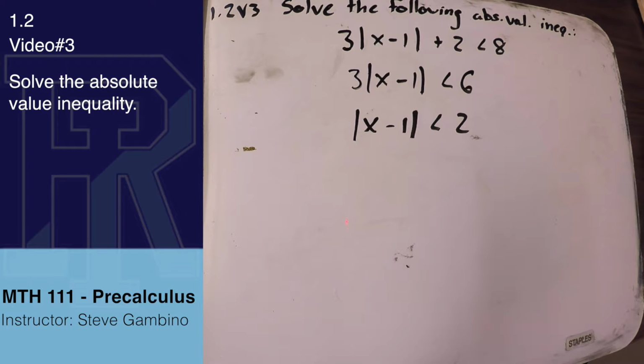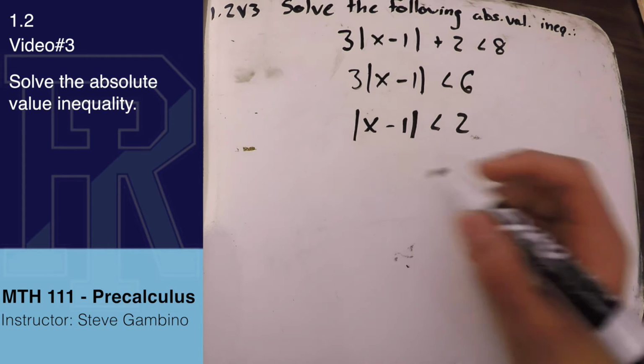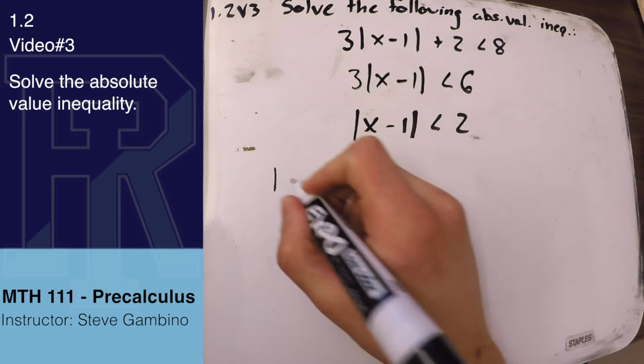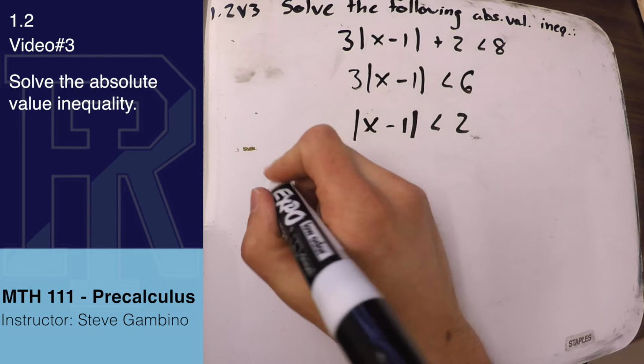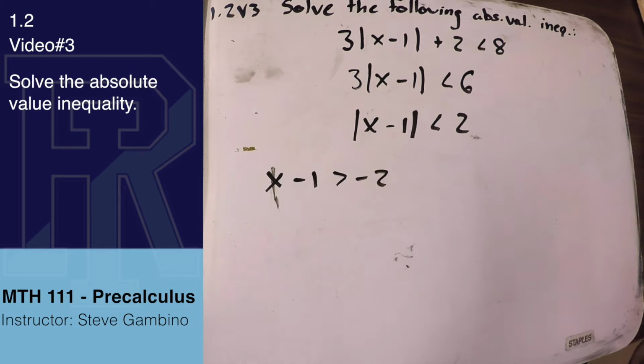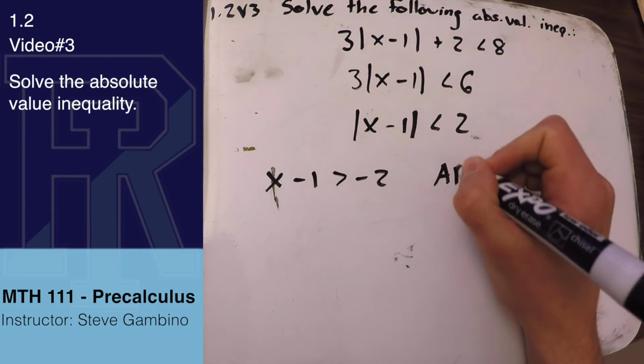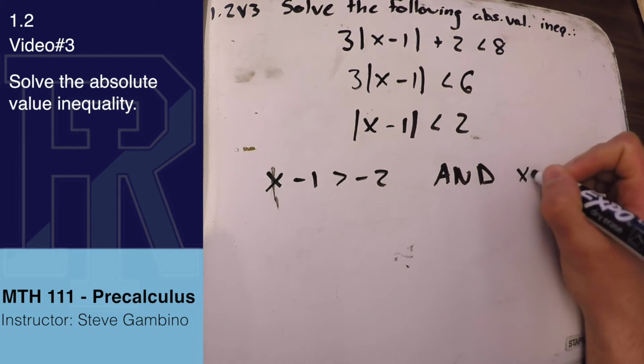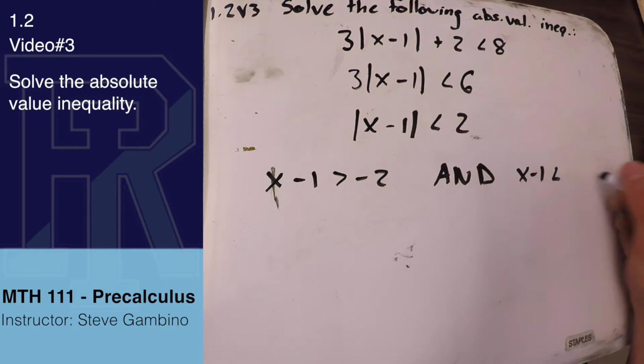Because if we exceed 2, say we went to 3, then that's going to be greater than 2 from 0, and if we went to negative 3, that's also going to be greater than 2 from 0. So we'll split this up to say, okay, x minus 1 has to be greater than negative 2, and x minus 1 has to be less than 2.